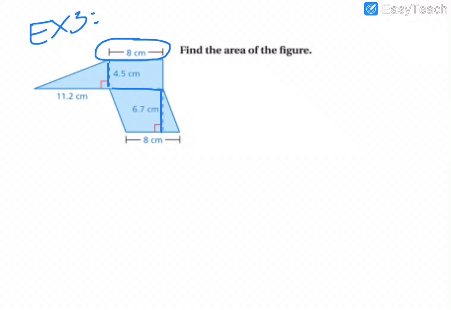They're giving us an easy one on this one, showing that the length of this rectangle here is 8 and the height is 4.5. So let's start there. We have 4.5 times 8. So that's 36.